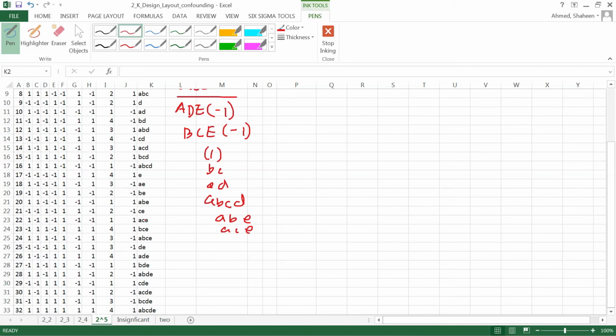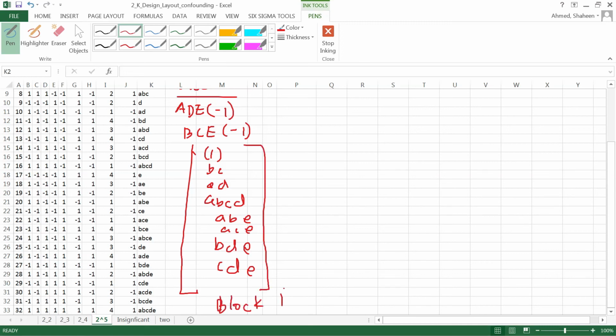And then we have, what is one here? B, D, E. And then we got C, D, E. I think that's all. So 1, 2, 3, 4, 5, 6, 7, 8, yes. So these 8 go in block 1, and you can just create block 2, block 3, and so on.